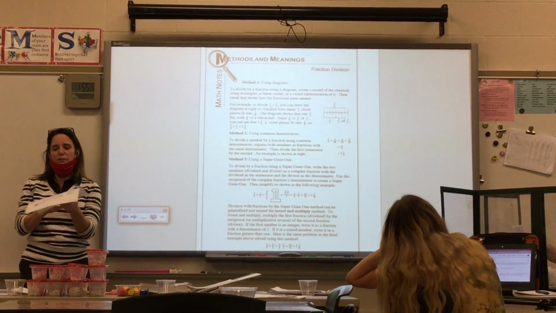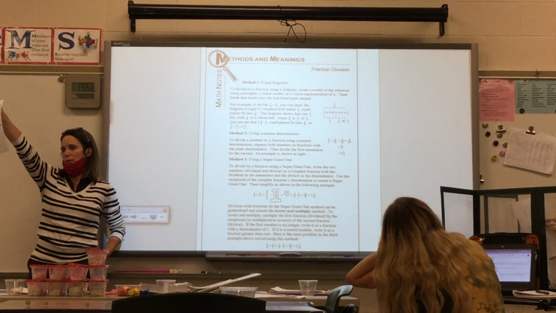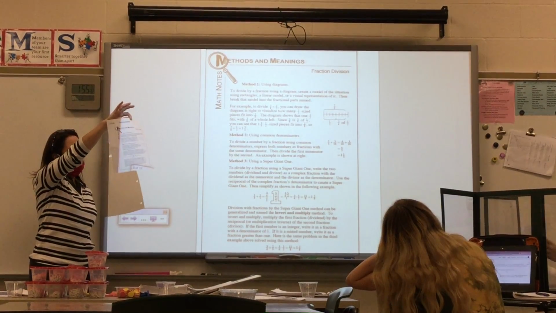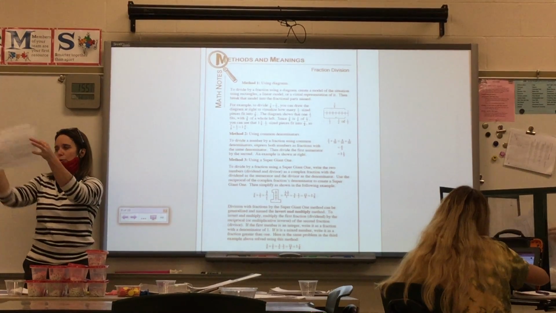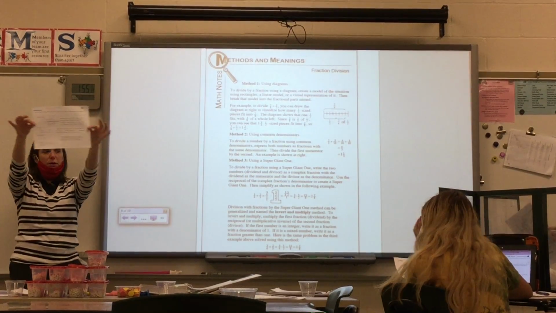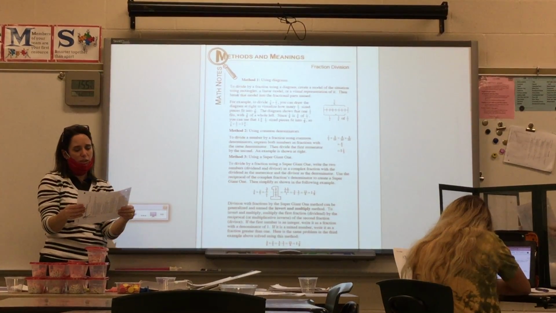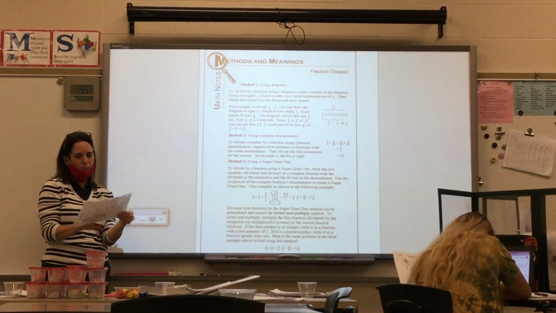So this front of this math note is from your book. It's a little confusing because it's not separated. The back is also from your book. It's a little easier to understand, but we're gonna make some changes on it. We gotta make some changes to make it easier.